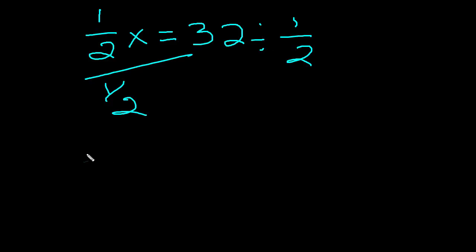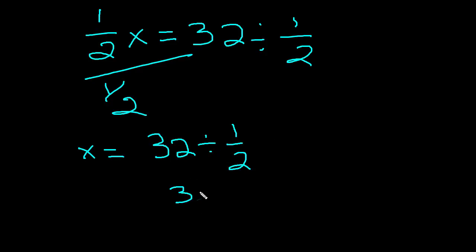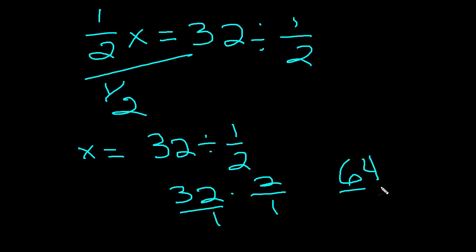And so what I end up with is x equals 32 divided by 1/2. And you remember when I'm doing division with fractions, I'm going to find the reciprocal of the second number and multiply instead. So I do 32 times 2/1. Turn 32 into a fraction. And I'm going to multiply straight across. I get 64/1, which is the same as 64. So x here equals 64.